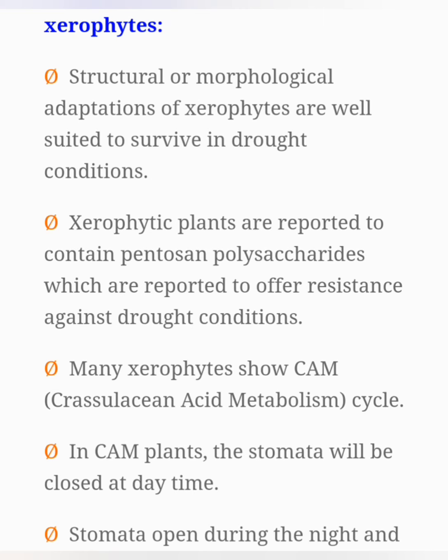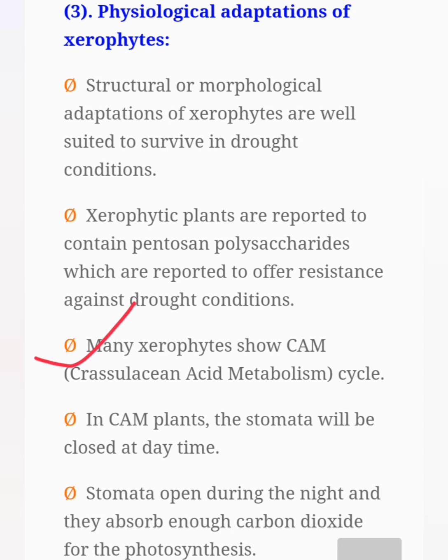And you can see here in the fourth point that many xerophytes show CAM, the crassulacean acid metabolism cycle. This cycle is a carbon fixation pathway as an adaptation to arid, dry conditions. So many xerophytes show this type of cycle, the CAM cycle. In CAM plants, the stomata are closed during the day and open only during the night, so they can absorb enough carbon dioxide for photosynthesis.